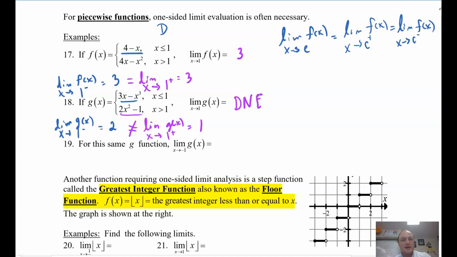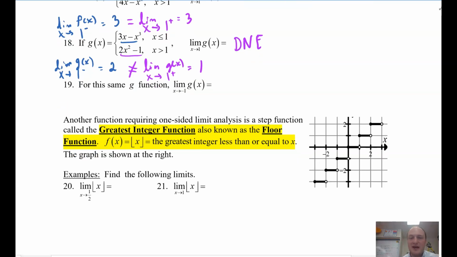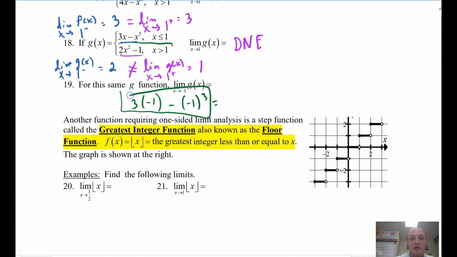Okay, 19. For the same function g of x, what's the limit at negative 1? Well, this is pretty easy, right? Negative 1 is going to be to the left, so we're just going to strictly use this function here. So I'm going to plug it in. We get 3 times negative 1 minus negative 1 cubed. That would suffice; this would be your answer. But if we want to calculate it, that's negative 3 minus negative 1, which turns into a plus 1. So negative 3 plus 1, which is negative 2.